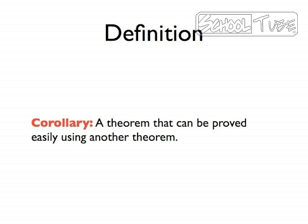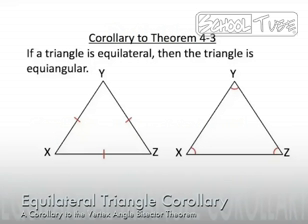In this video we're going to learn about two corollaries. So let's take a moment to learn what a corollary is. A corollary is a theorem that can be proved easily using another theorem. Since a corollary is a theorem, you can also use it as a reason in a proof. So corollary to theorem 4.3 states if a triangle is equilateral, then the triangle is also equiangular.